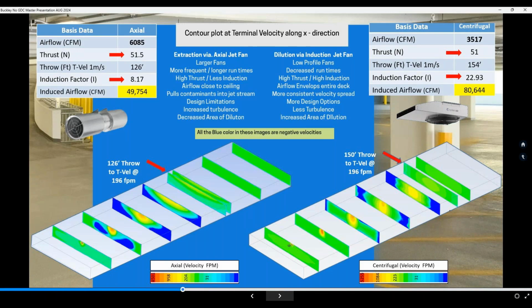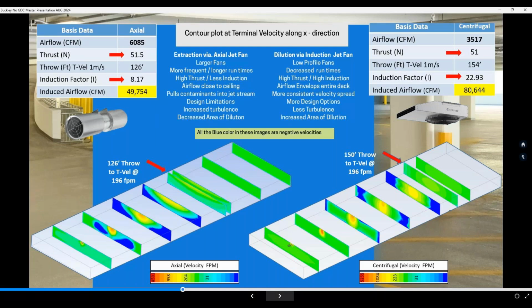So when we look at the centrifugal at 3,517 CFM, 51 newtons of thrust, it throws to the terminal velocity of 154 feet. Based off the impulse principle, combining the relatively high rate of discharge with the nominally small discharge area, you see we have an induction factor of 22.9. So that fan, being high induction, when in operation, in motion at 3,500 CFM, actually puts into forward motion a little over 80,000 CFM. So you start to see the separating of the pack here. Now, I want to draw your attention to the CFD modeling down below.